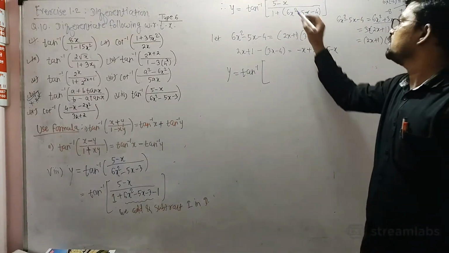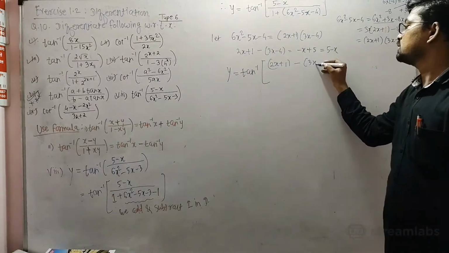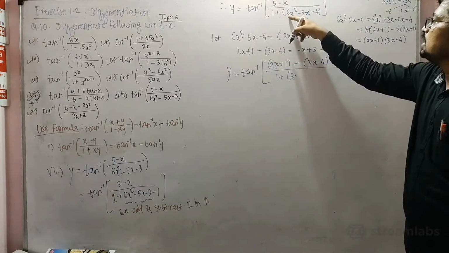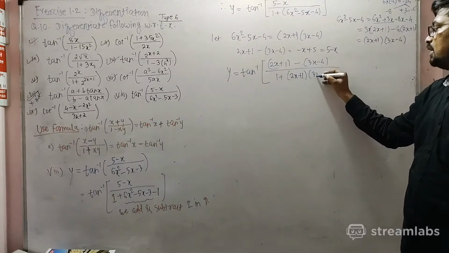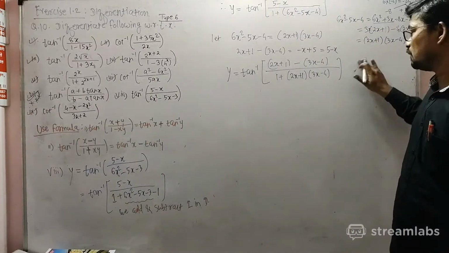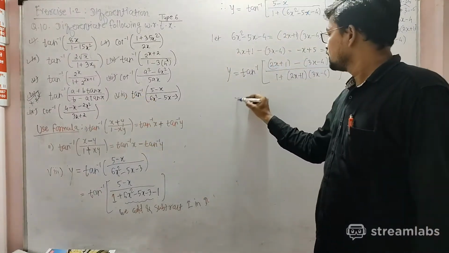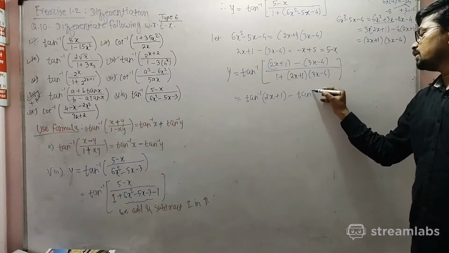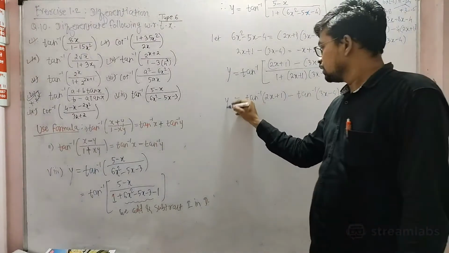5 minus x, and in place of the 5 minus x, we can write here 2x plus 1 minus 3x minus 4 upon, in the denominator 1 plus, in place of these we can write here the product of 2x plus 1 and 3x minus 4. So by using the formula, you get here tan inverse of 2x plus 1 minus tan inverse of 3x minus 4. Now say this is equation number 1.